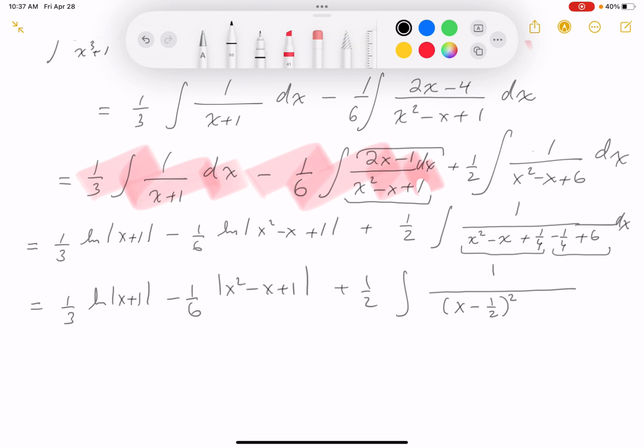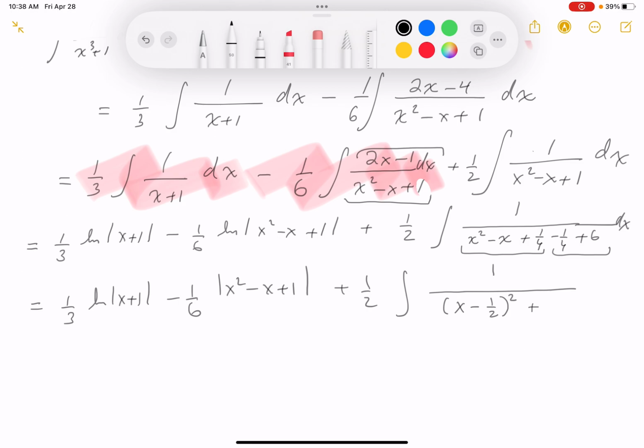Now we're going to do this part over here. And what's that going to give me? Let's take a look. 6 is 24 quarters minus 1/4. Oh, you know what? I did the same thing twice with this 6. It's not 6. It's 1.